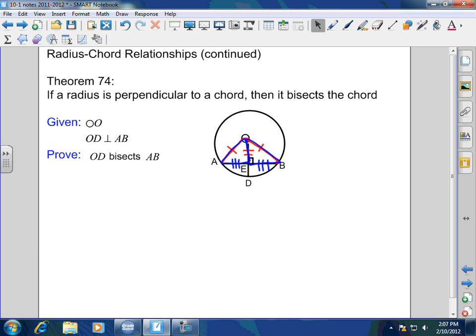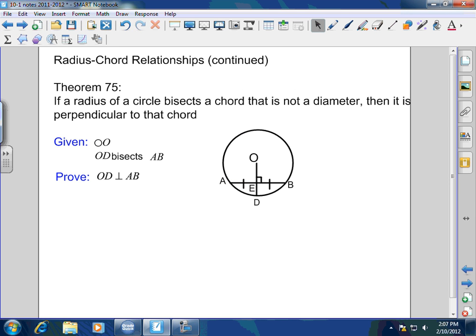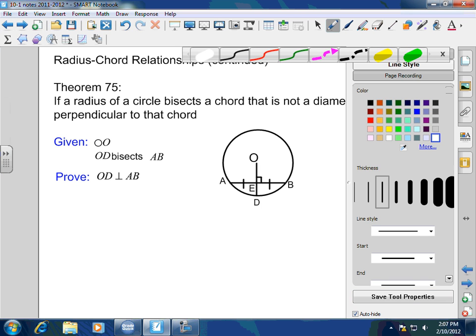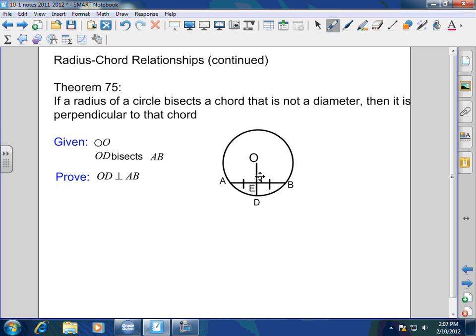Now, Theorem 75. All right. I messed up here, and I apologize. Let me just draw this out here, because we don't know that yet. Okay, so we have circle O again. I'm sorry, let's read the theorem. If a radius of a circle bisects a chord that is not a diameter, then it is perpendicular to that chord. It's the reverse.